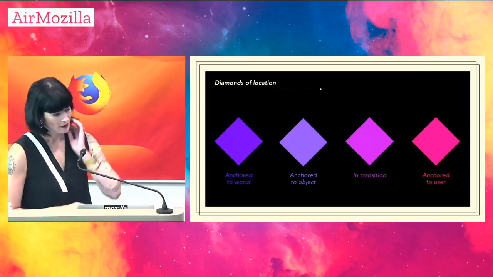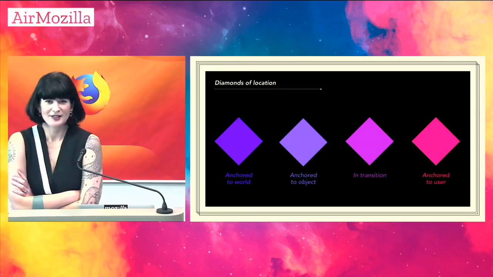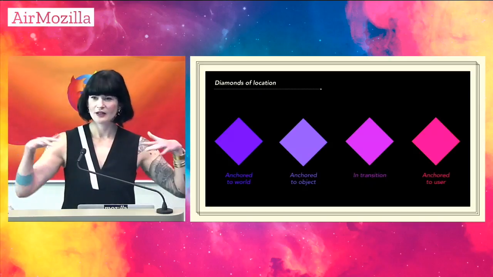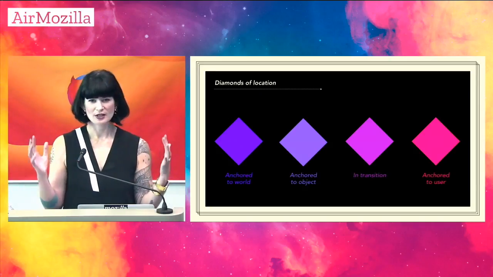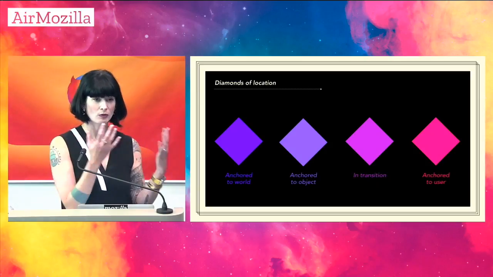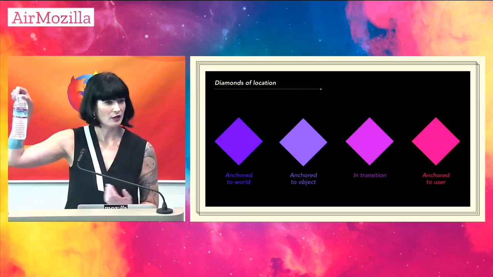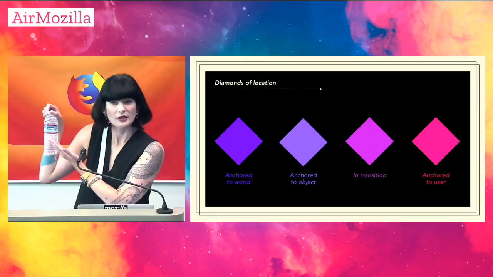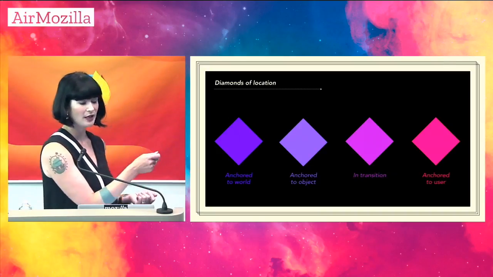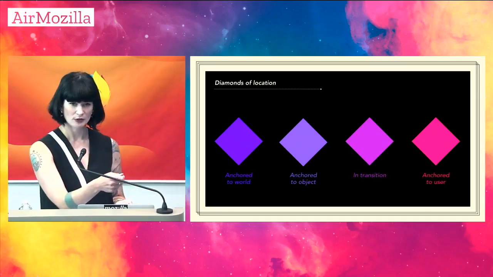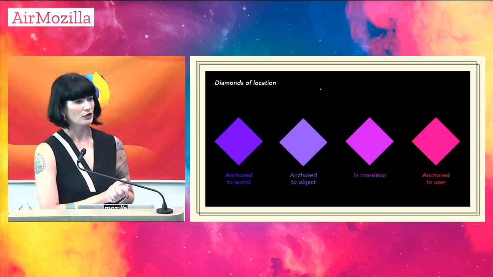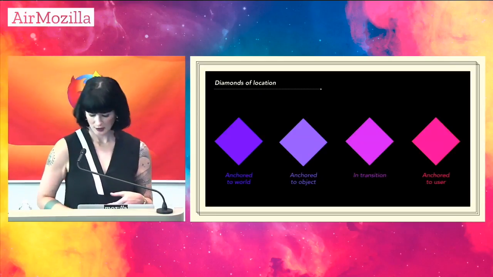And then finally, the diamonds of location. This will make more sense why I called it diamonds in a second. All of the things and all of the states and permissions that I just mentioned also have a quality of where they are in the world. So they can be anchored to the world. They could be anchored to an object. There could be a GIF attached to this Crystal Geyser bottle, for example. They can be in transition, so you're interacting with an object by moving it, but you are not interacting with it fully. And then stuff that's just anchored to you that you pull up anytime you want.